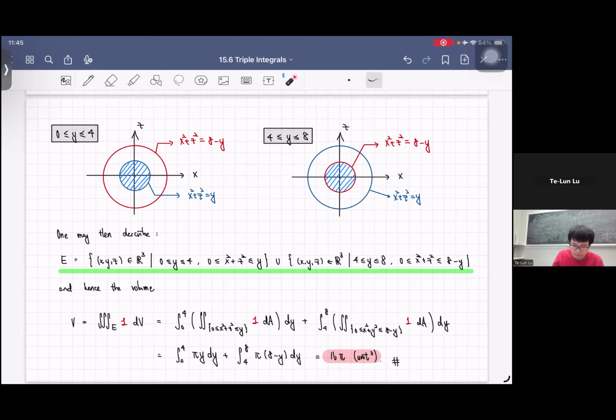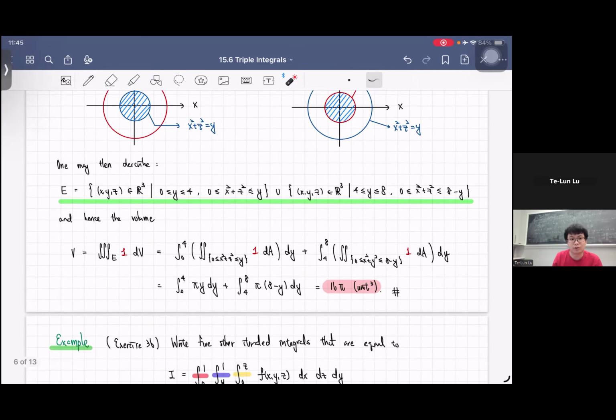So the volume of that particular intersection of those 2 paraboloids can be evaluated using 1 over that domain. Okay, 1 will be the corresponding integrand, and you can get the volume using that integral. So for Fubini's theorem, you can choose an arbitrary order of integration. In this case, we have chosen y to be our exterior integration, right? The outermost integration. So you have 0 to 4 and 4 to 8.